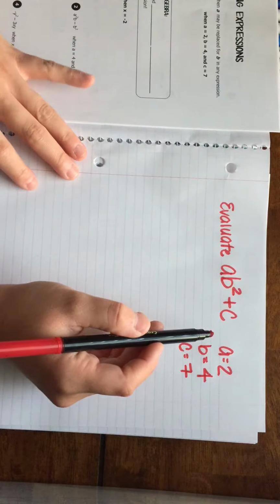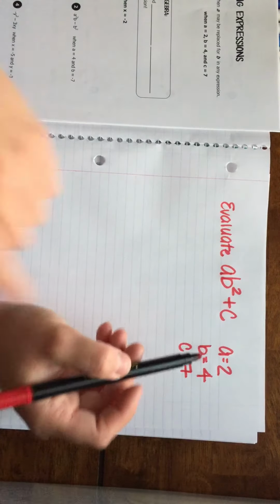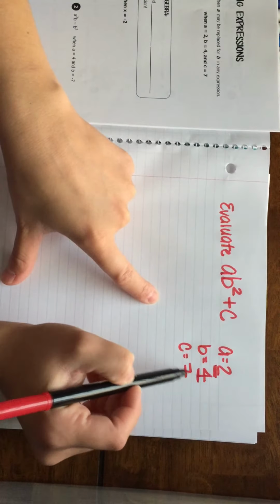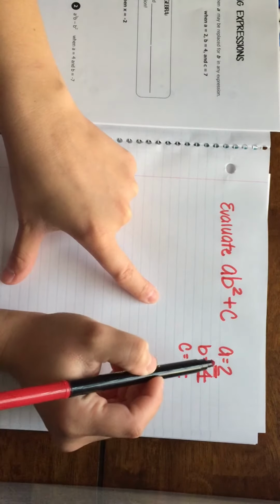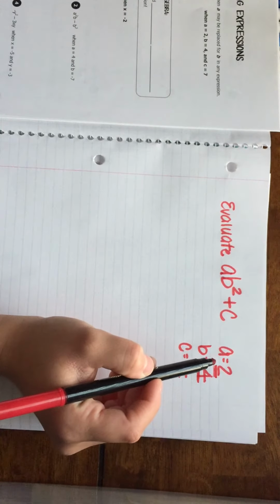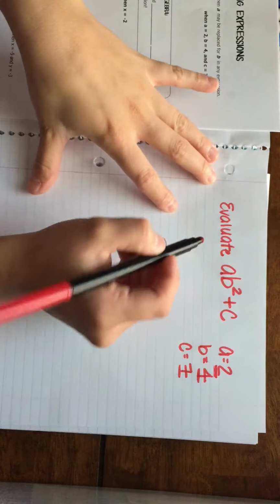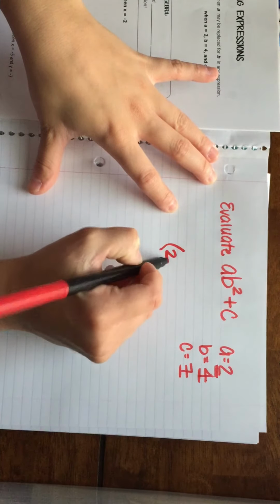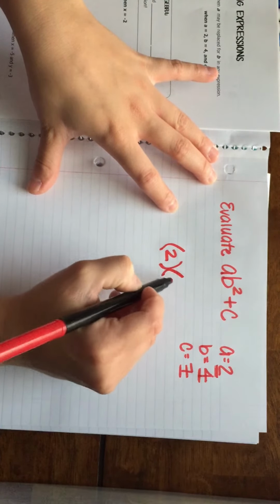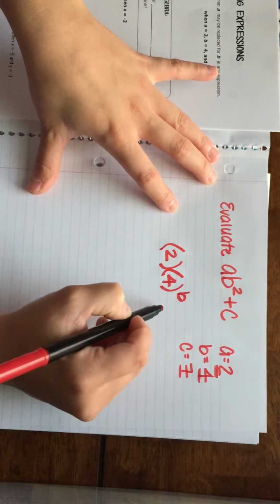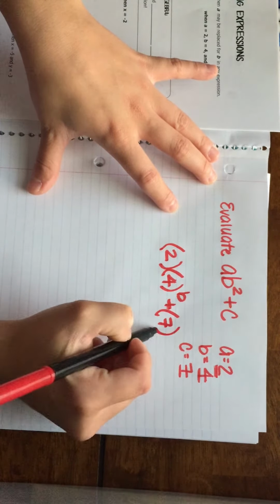When we evaluate, what we are doing is we are plugging in our numbers when we see the respective variable. So in this case, we are going to plug in 2 for A, 4 for B, and 7 for C.